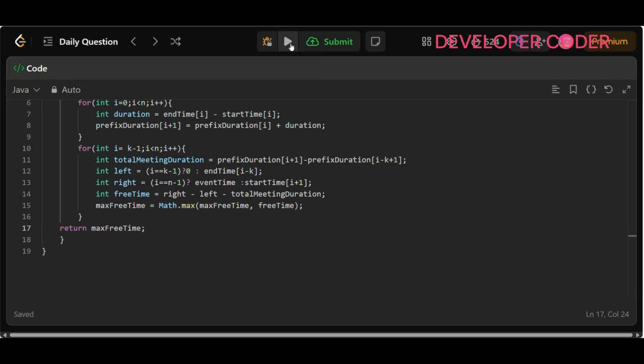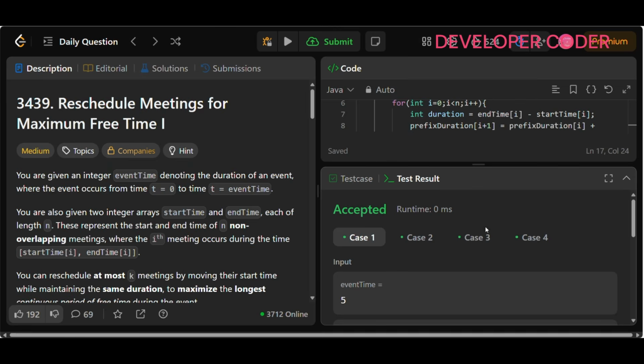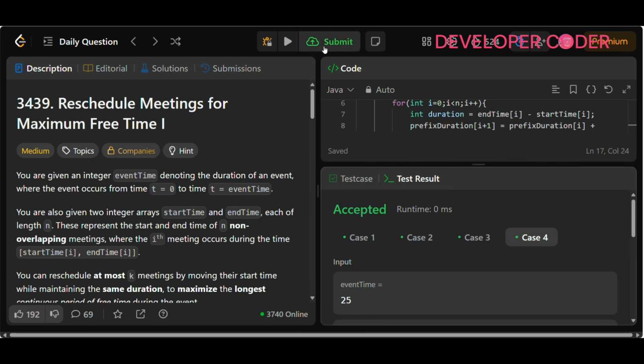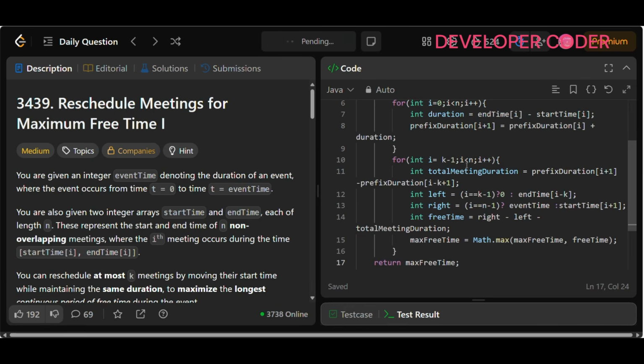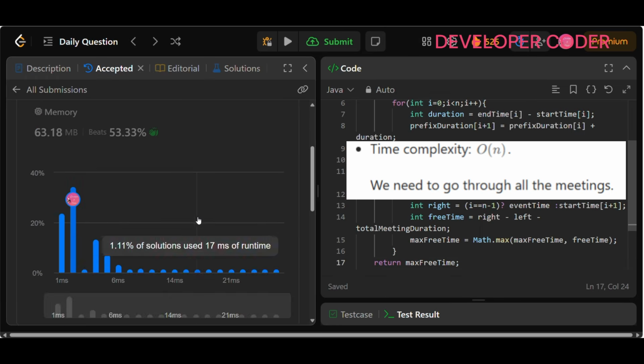So now let's run the code and see if there is any issue, and we will try to fix that. See, all the test cases have been accepted, right? In this case 4, if you see, 25 to this meeting, so 9 is out. Okay, so now let's submit it. All right, so see, our solution is accepted, right?